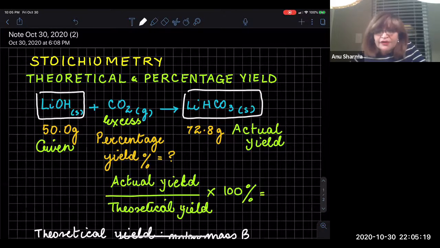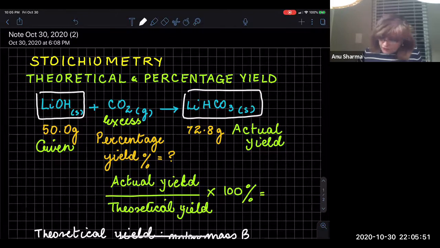Now, what is given to us? We are given 72.8 grams of lithium bicarbonate that is being produced. That is the actual yield of lithium bicarbonate that is produced when 50 grams of lithium hydroxide reacts with a large excess of carbon dioxide. So the question is asking us to calculate the percentage yield. Okay, now here they have not mentioned to calculate the theoretical yield, but for this formula, you need that. So that is why you would be doing a calculation regarding the theoretical yield.